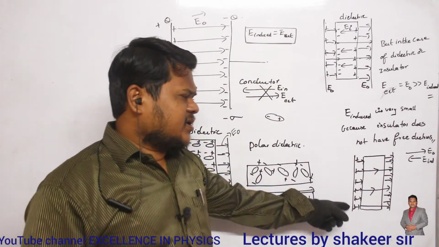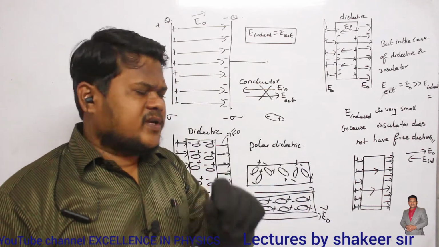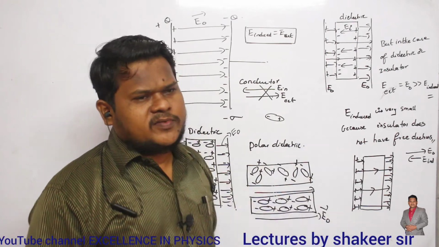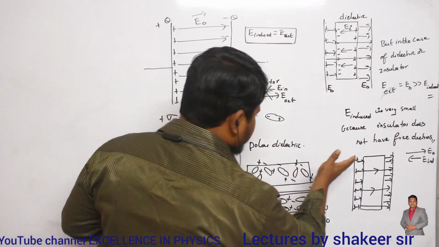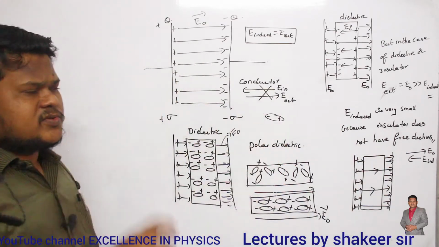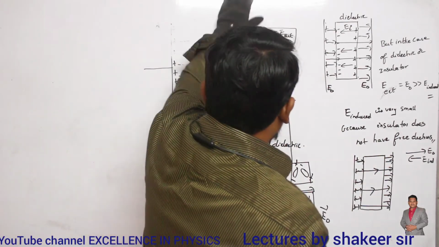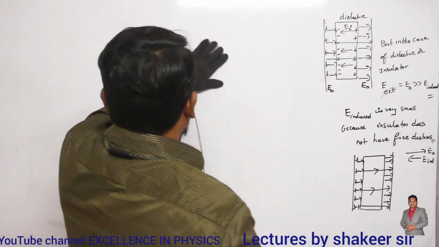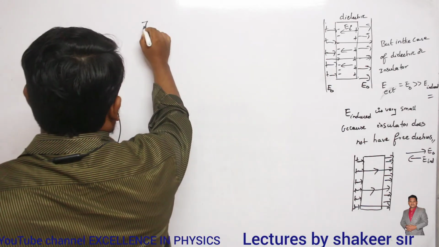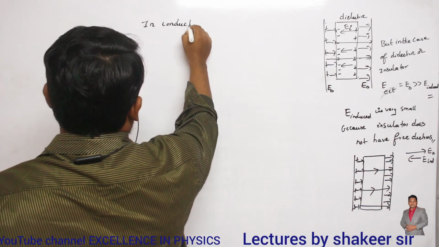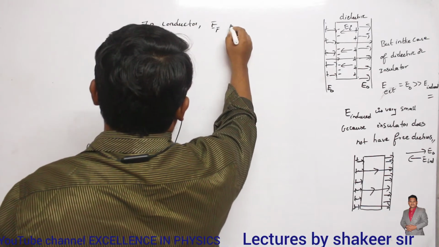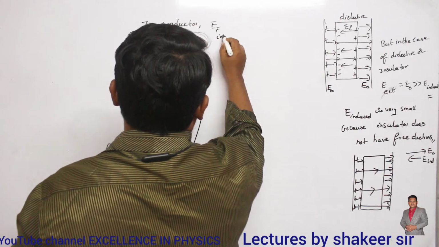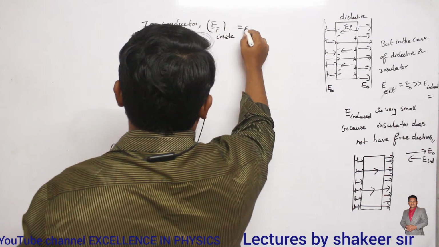But in the case of an insulator, the induced electric field magnitude is very small when compared to the magnitude of the external electric field. So they will not get cancelled with each other. Therefore, some of the electric field is present inside the insulator also. Make a note of this point. So therefore, what I will write is, in a conductor, the electric field inside the conductor is equal to 0.